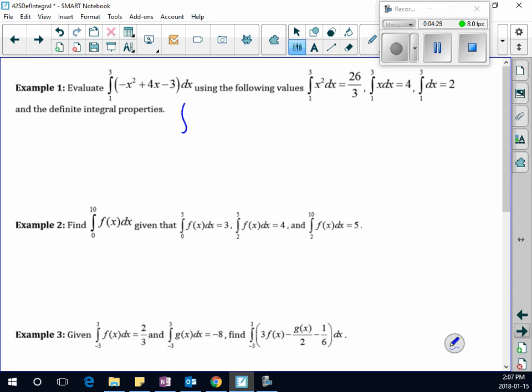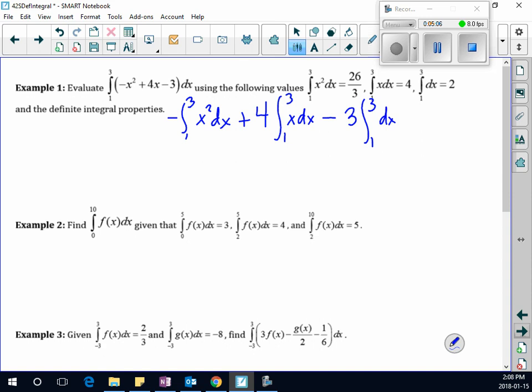So from 1 to 3 of x squared dx, the negative can go in front. Does everybody see what I just did? And then I can put plus 4 times the integral from 1 to 3 of x dx. That's the same thing, using those properties that I just showed you. And then minus 3 times the integral from 1 to 3 of dx. I could have had the 3 inside, but the reason I put it outside is because it gave you some information about what dx actually is.